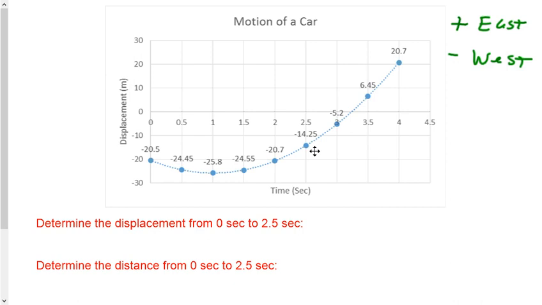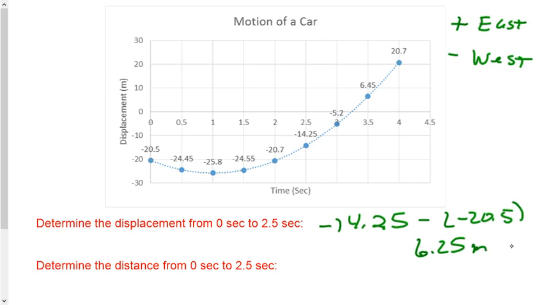All right, assuming that you have paused the video, our displacement would have been calculated by doing, well, what's my displacement at 2.5 seconds? I see it's negative 14.25. And I'm going to subtract, what's my displacement at 0 seconds? A negative 20.5. That equals 6.25. I'll keep more sig figs this time, and that's going to be meters, and I'll label that as east, because that came out to be a positive number.